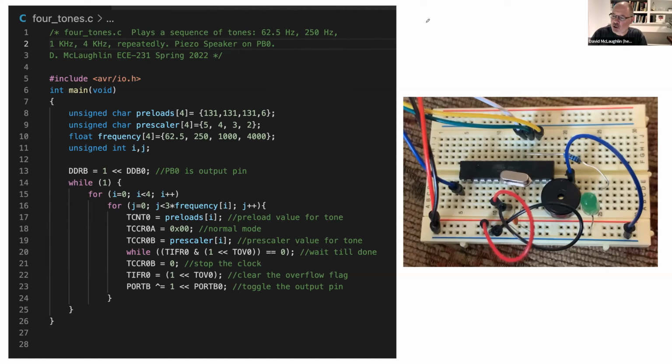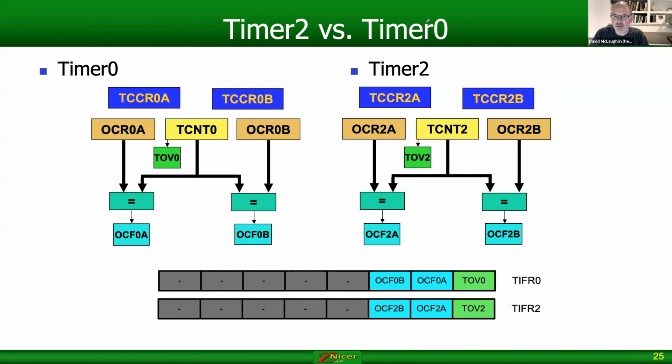I'm not actually going to ask you to build any of these tones for homework, but you may want to experiment with these. Go ahead and build these things on your own, just using the code here and the circuit, just to help you make sense of this. I'm almost finished here. I just wanted to show you the difference between the different timers.